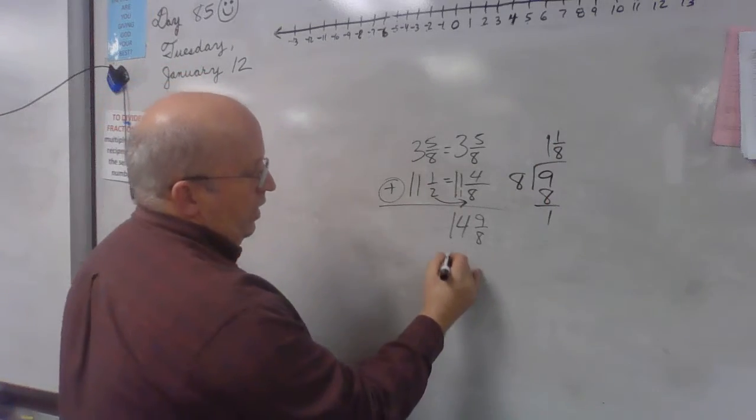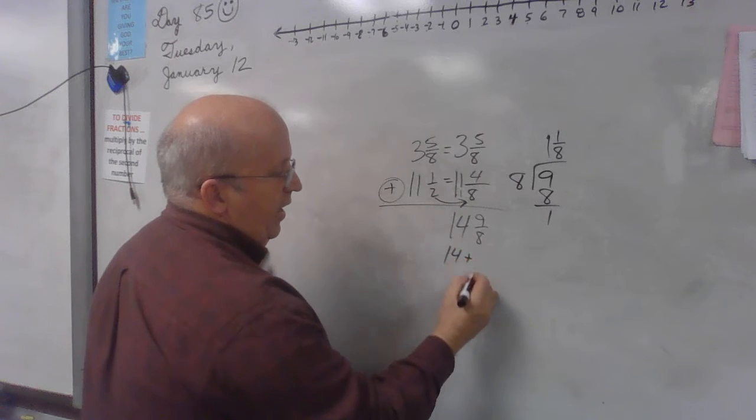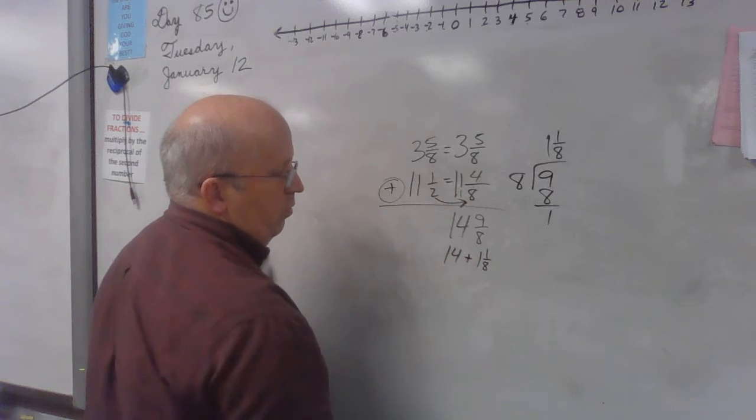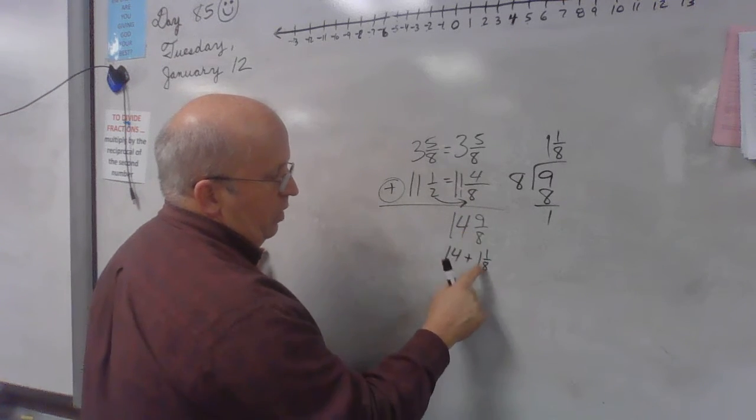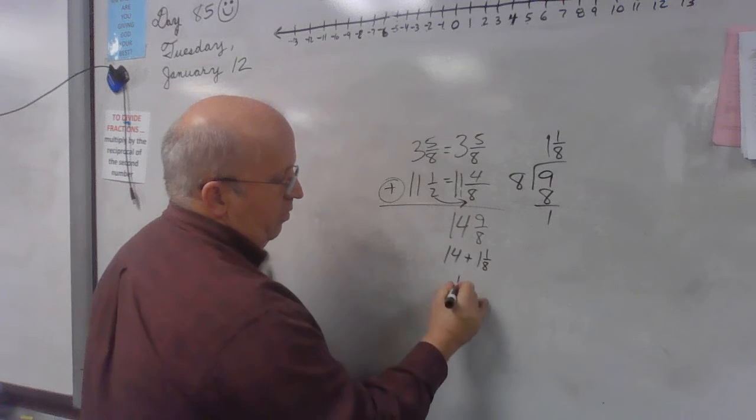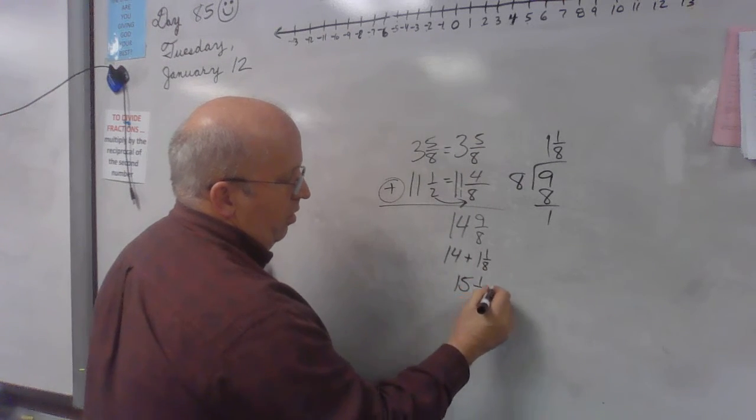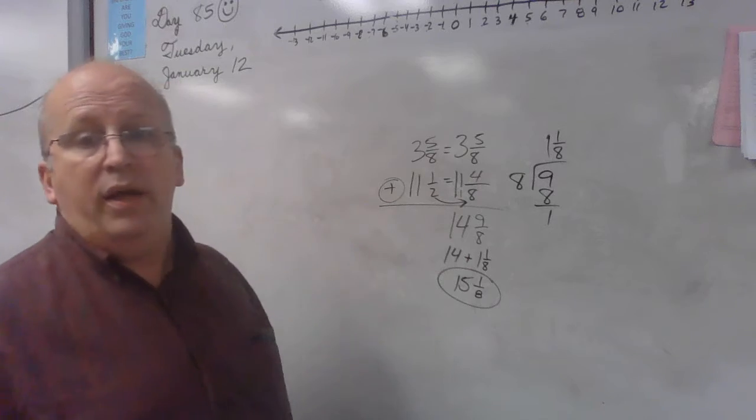So what do we have then? We have 14 and we have 1 and 1/8, don't we? We add the two together and we get an answer of 15 and 1/8.